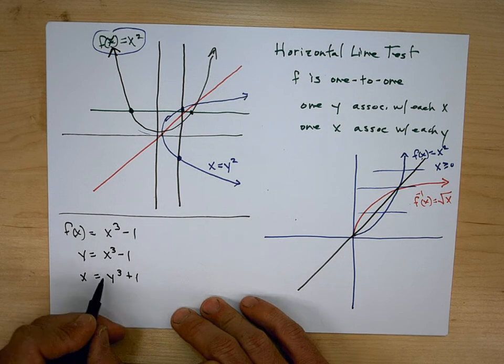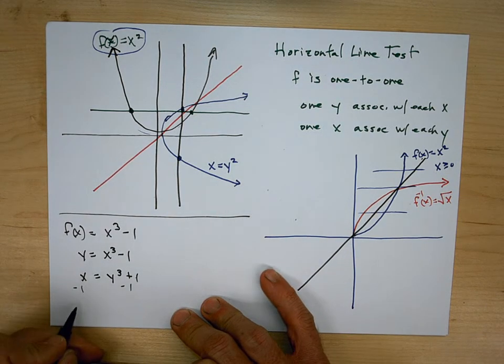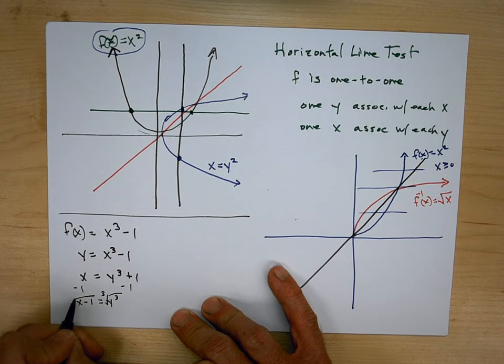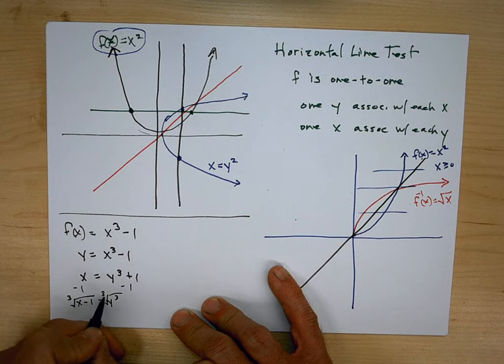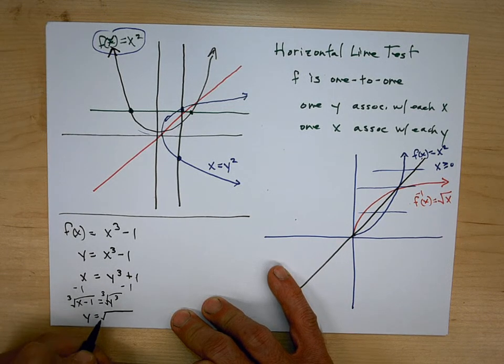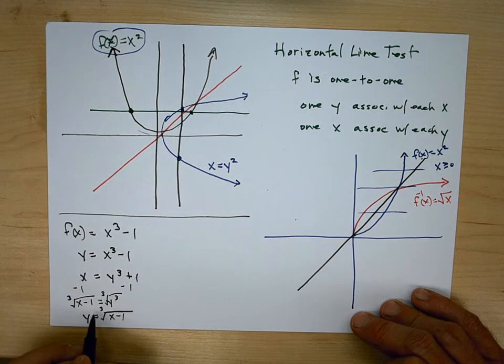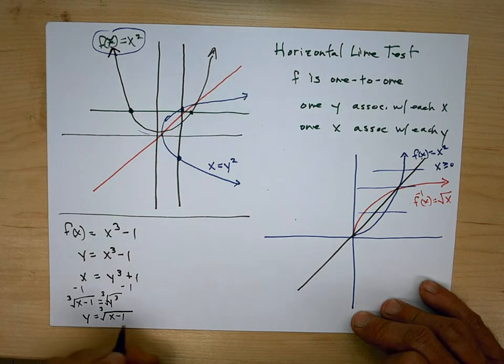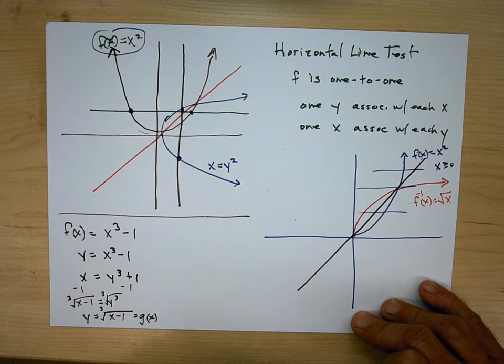So the first thing is I'll subtract 1 from both sides. So now I have x minus 1 equals y cubed, and then I'm going to take the cube root. The cube root of y cubed is just y, so y equals the cube root of x minus 1. We should verify it, but we suspect this will be our inverse. Let's call this g of x because we don't know if it's f inverse yet. Well, we kind of do, but let's pretend we don't.